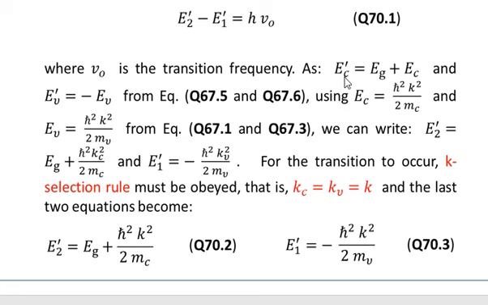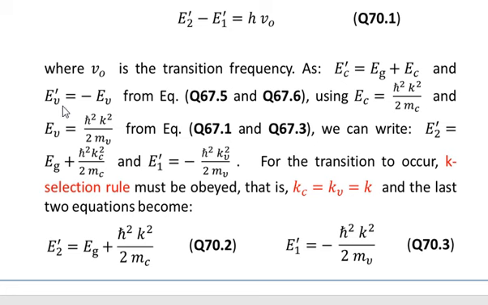So EC prime, that is the energy of a level in the conduction band, is equal to EG plus EC, because we have set the level of measurement of energy at the vertex of the valence band. So above the valence band we have EG energy, and from the vertex of the conduction band upward we have the EC energy of the electron. Summing up these two energies will give you the energy of a level EC within the conduction band. So EC prime is equal to EG plus EC, and EV prime is equal to minus EV.